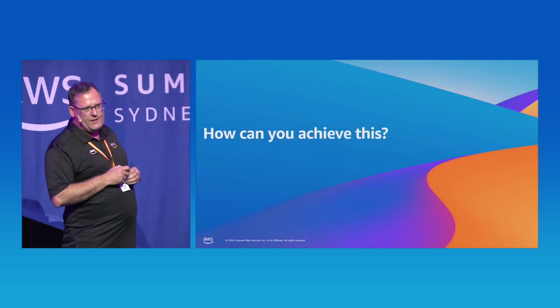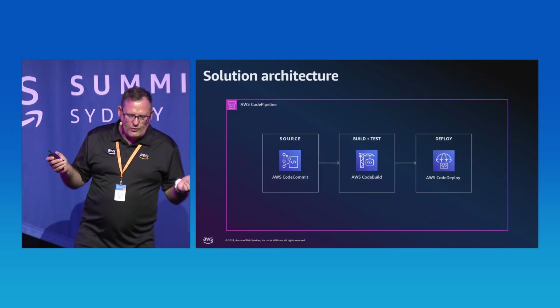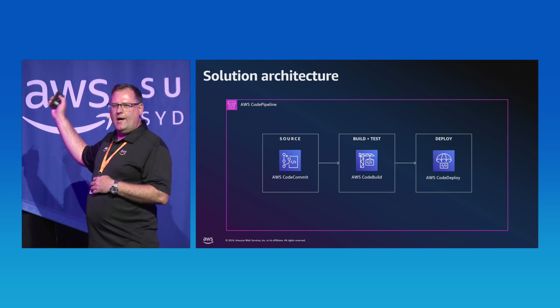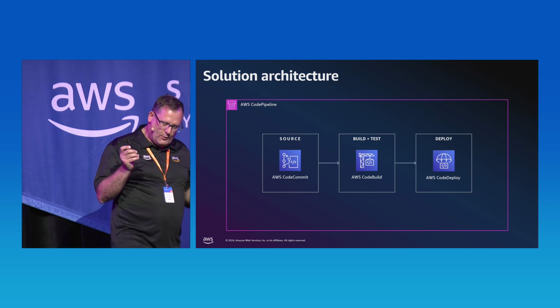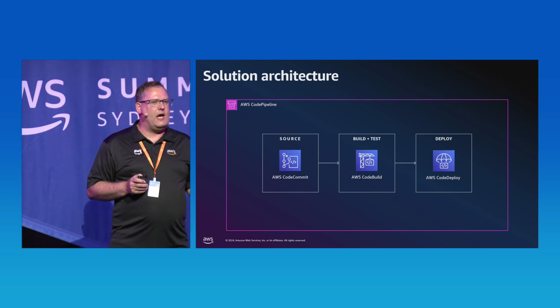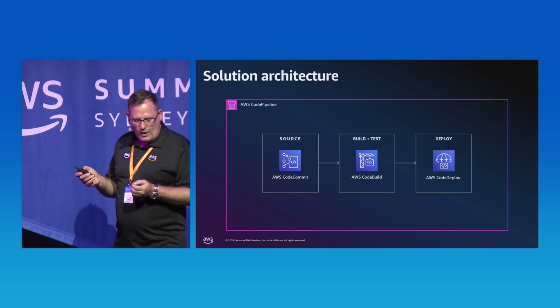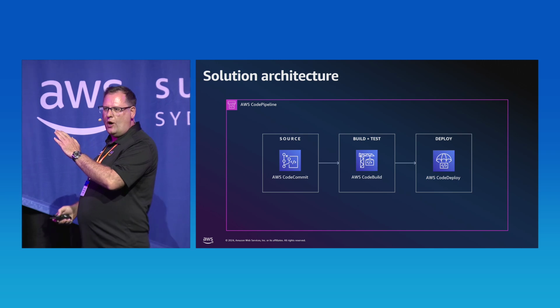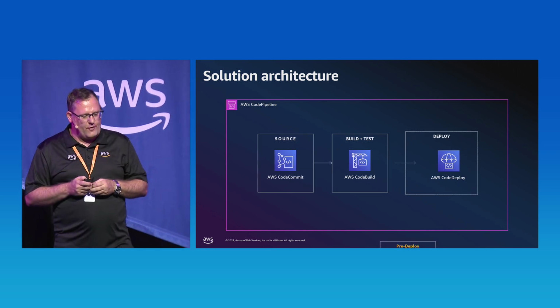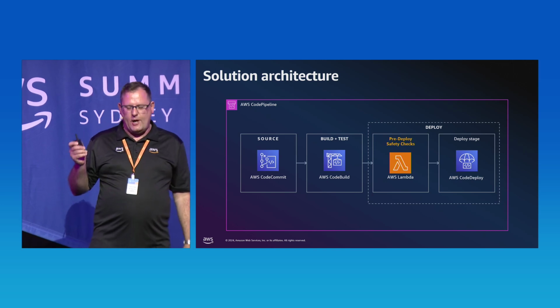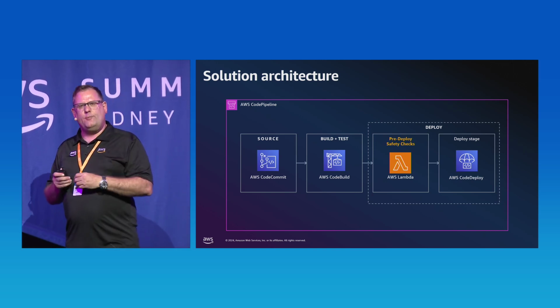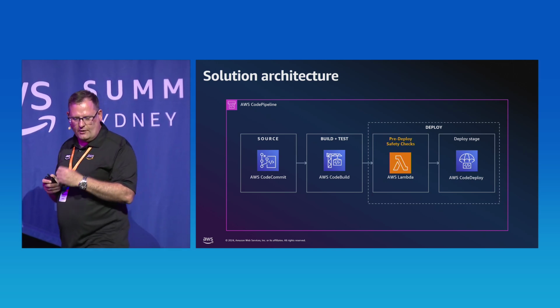So let's talk about how we can achieve this. Here we've got a solution architecture that's based on AWS CodePipeline. You don't have to use AWS CodePipeline for anything we said today. The concepts remain the same if you use any third-party tooling for your deployment pipelines. Also, it's a simplified pipeline, so we can focus on the deploy phase. We're going to insert a custom stage into our pipeline for our pre-deployment safety checks. And this is prior to the deploy stage, of course.